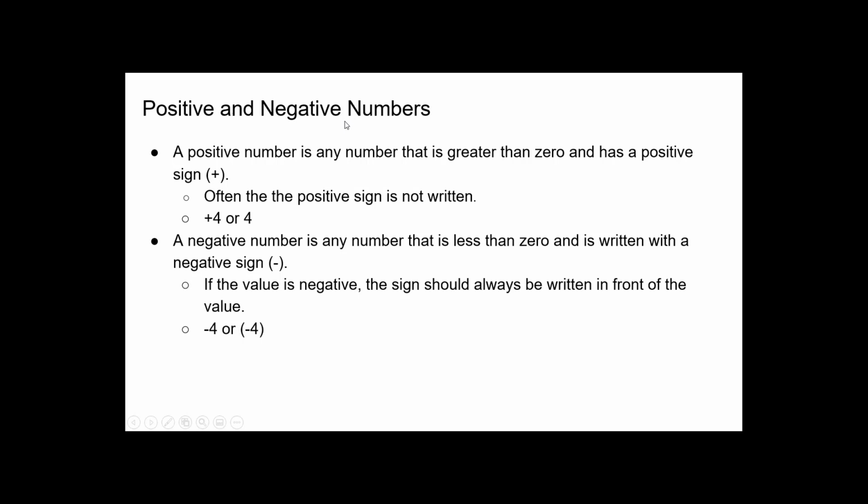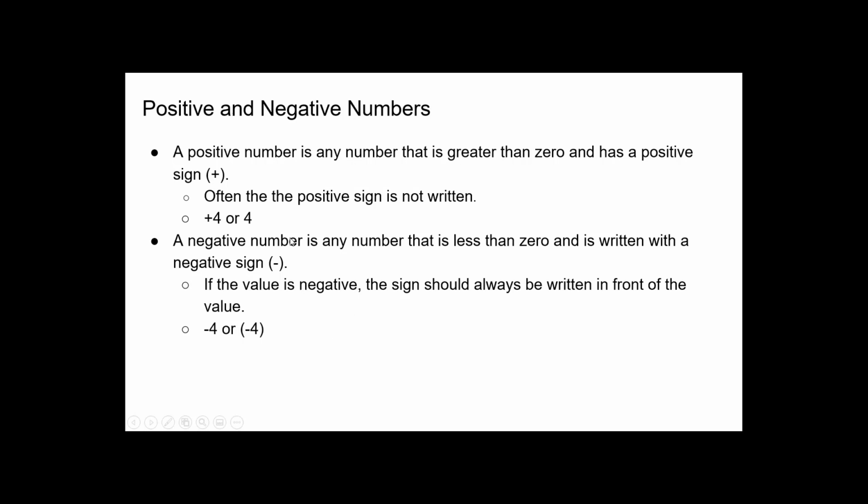So positive and negative numbers. A positive number is any number that is greater than 0 and has a positive sign. Often the positive sign is not written. So either you could see something as a +4 or just a 4. And when you don't see anything with it, this is the default for a positive number. A negative number is any number that is less than 0 and is written with a negative sign. So if the value is negative, it should always have a sign to indicate it is negative. The default for positive is always just no sign because that is the default for writing numbers. If you see a number and there's nothing in front of it, you know that that's positive.